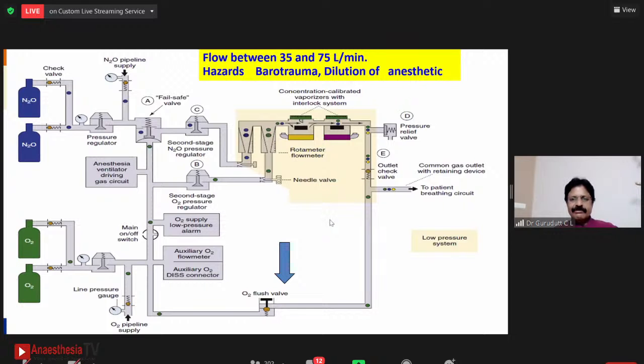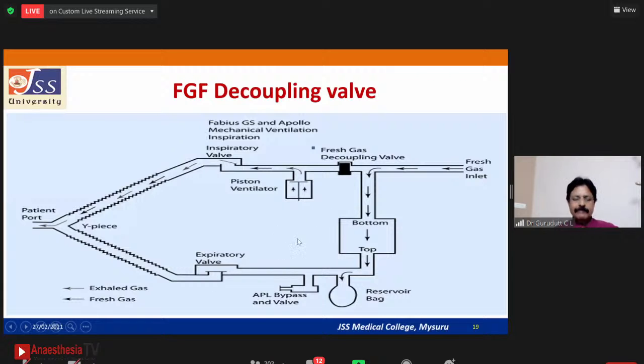In the case of Draeger machines, this particular problem has been taken care of by the use of the fresh gas flow decoupling valve. So this may be asked when you are asked about the oxygen flush system. You may be asked what happens in Draeger machines. What is this fresh gas decoupling valve? So this I'm showing you. This is a closed circuit, and this is in the inspiratory phase. During the inspiratory phase, what will happen is the gases will go only from this piston ventilator.